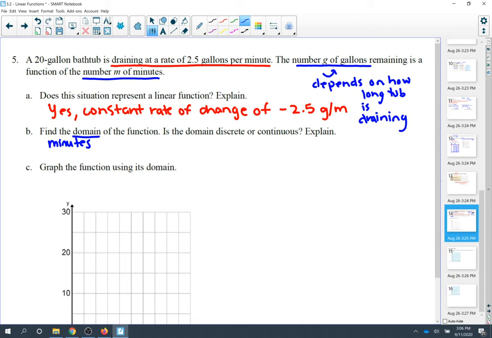Well, that's going to be continuous, because as the water drains out of the tub, it's at 20 gallons, then 19.9, 19.8, 19.7. It doesn't all of a sudden jump from 20 gallons to 19 gallons. It's not like using a bucket and dumping it all out at once. As it drains, it just drains continually. So I'm going to write: tub drains continually.